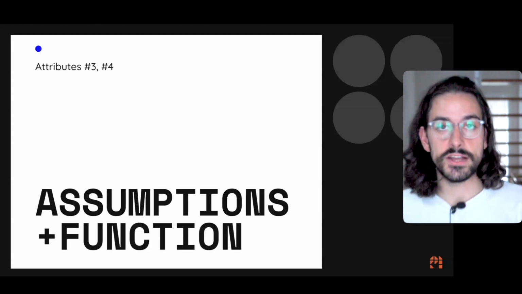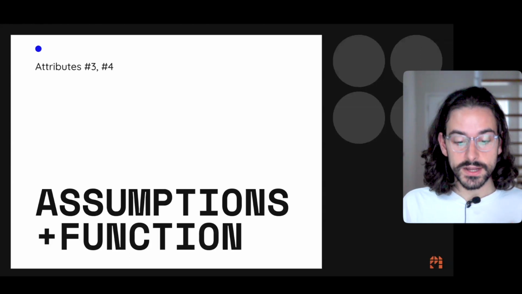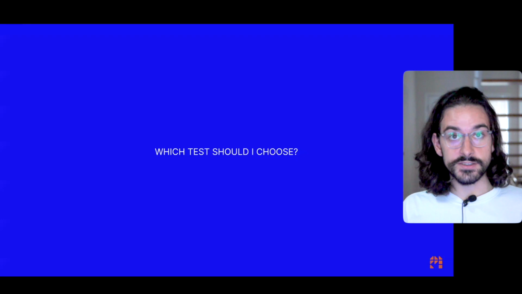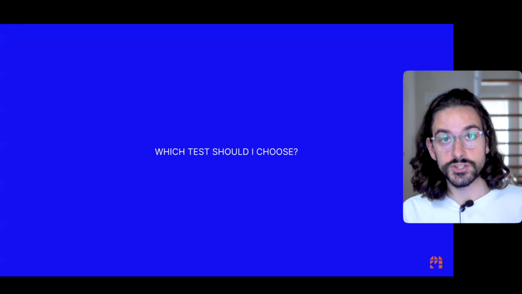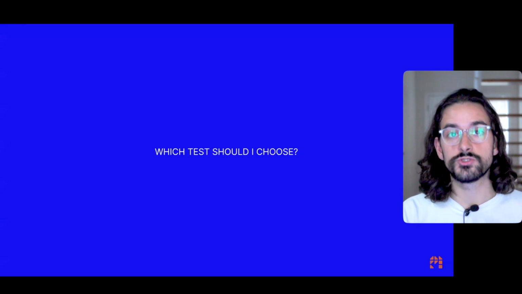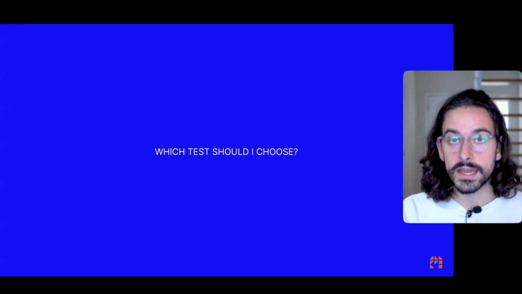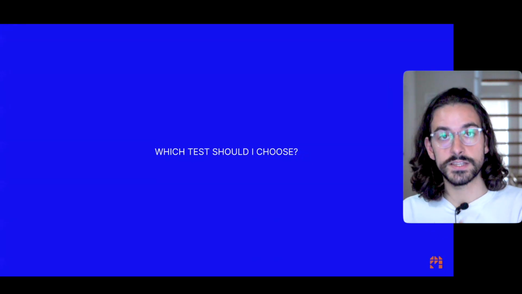All right, so let's talk about attributes 3 and 4, assumption and function. In this class, we're going to be asking ourselves the question, which test should I choose? So we already have our conceptual models completed. We already know what that looks like. Now we just need to decide which test we should choose.